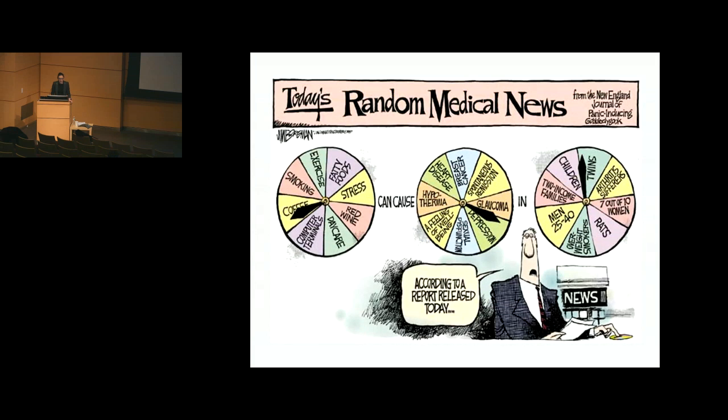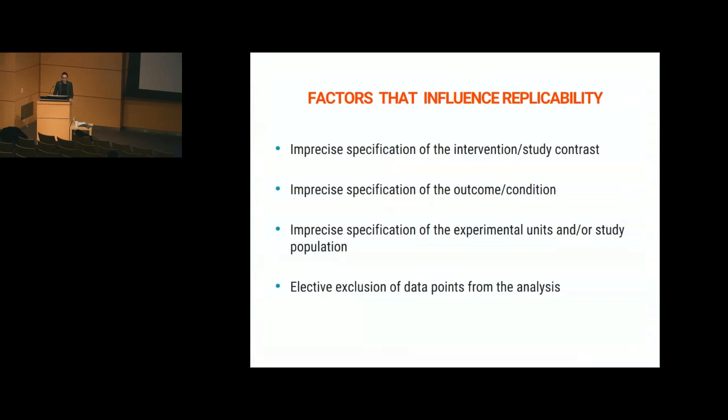So this is a cartoon to show how science in the medical news is portrayed, that you have a number of factors, and then you might argue that they can cause a certain disease, and then you try to interpret in which patient populations or subgroups this relates to. So these are the factors that influence replicability.